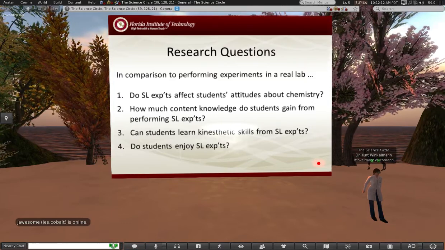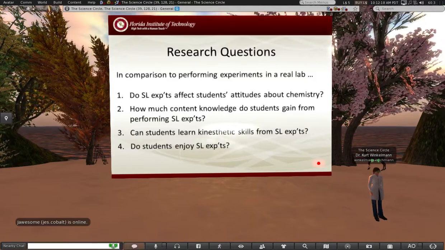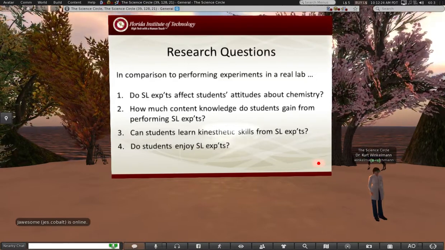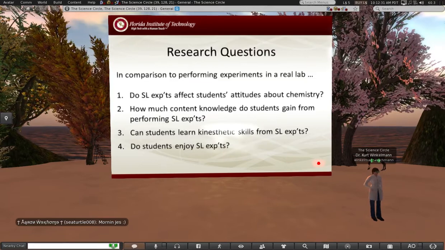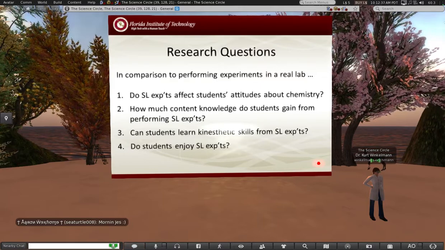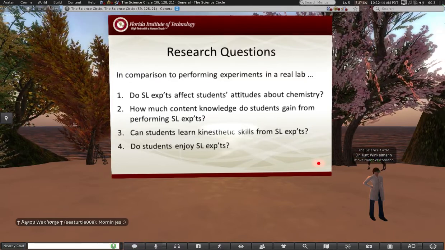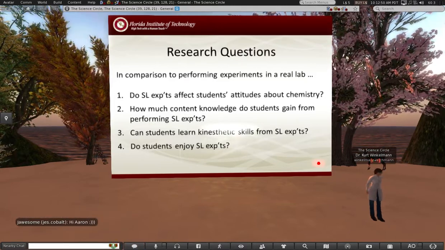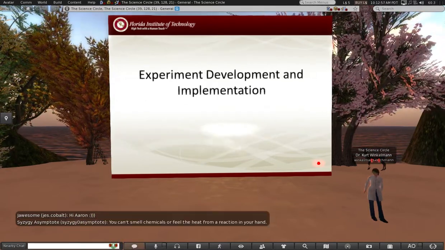their hands-on skills. This third research question addresses a very common concern, complaint, criticism that I get from other chemists, and that is that you can't teach hands-on lab techniques in a virtual world, especially one like Second Life, where it's driven. I'm not sure that that's actually the case, but we wanted to find out. So we wanted to know if they can learn kinesthetic skills from the Second Life experiments, and do they enjoy the experiments as well? Because that's obviously important. It's an important component of learning.